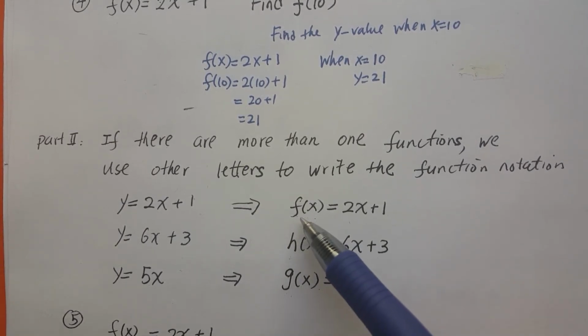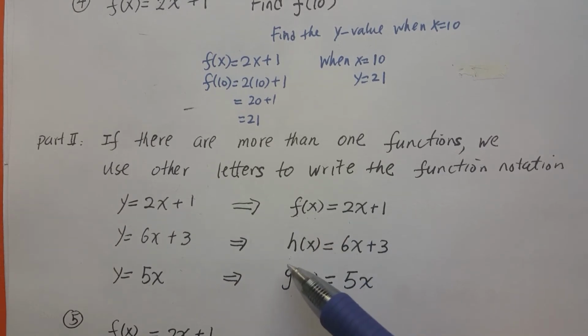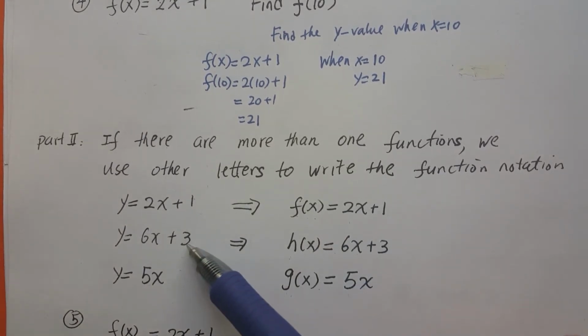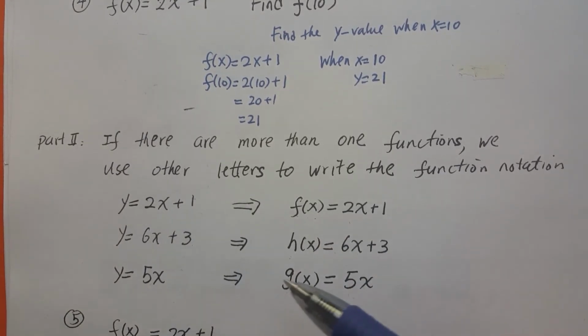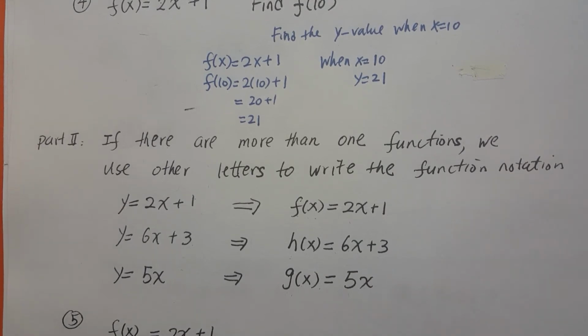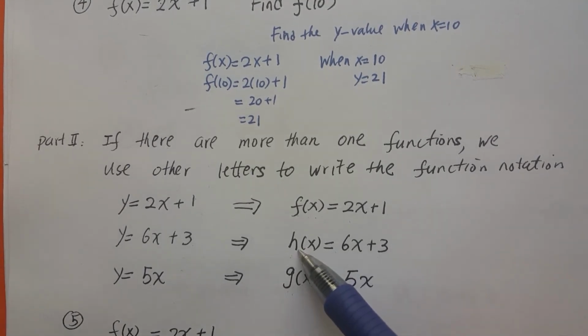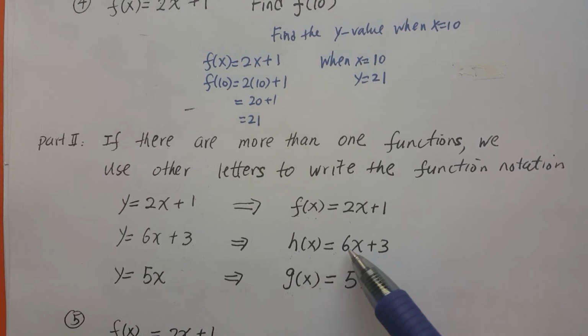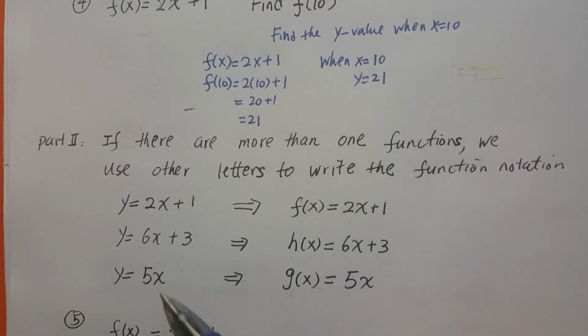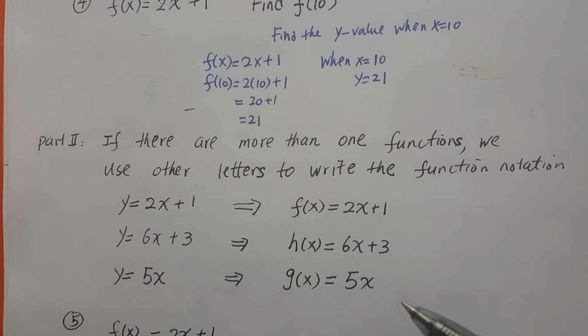So the first one, we had f(x). Then I had to choose other letters for the second and the third equation. There are 26 letters. I chose h. So I call it h(x) = 6x + 3. And then the next one, I just chose g(x) = 5x. Some people say, can I use p(x)? Yes, you can use p(x), m(x), k(x), any letter you like.